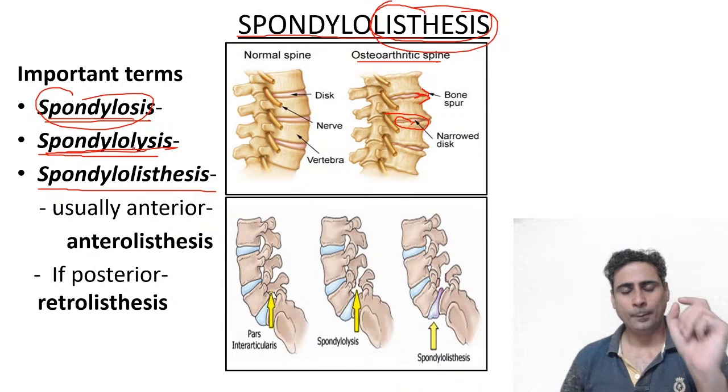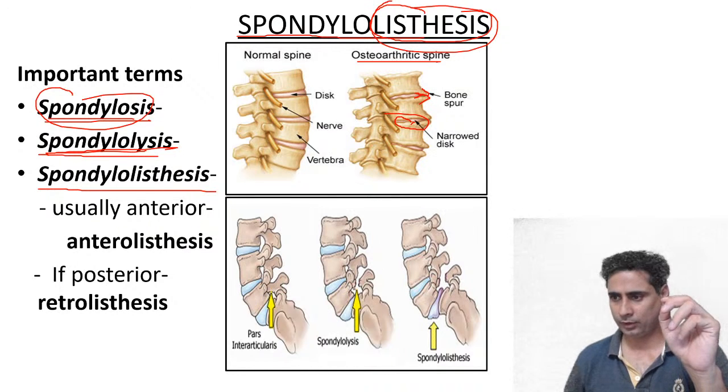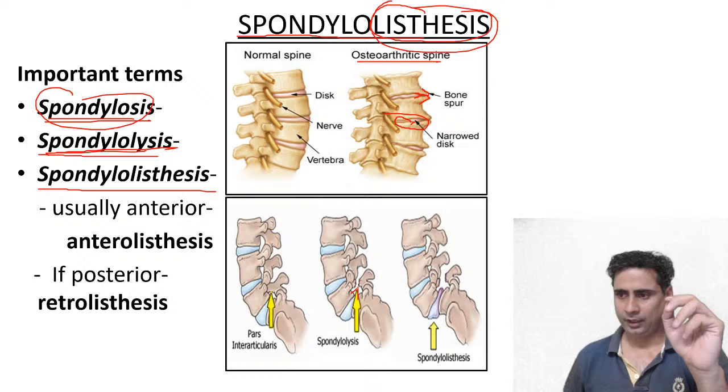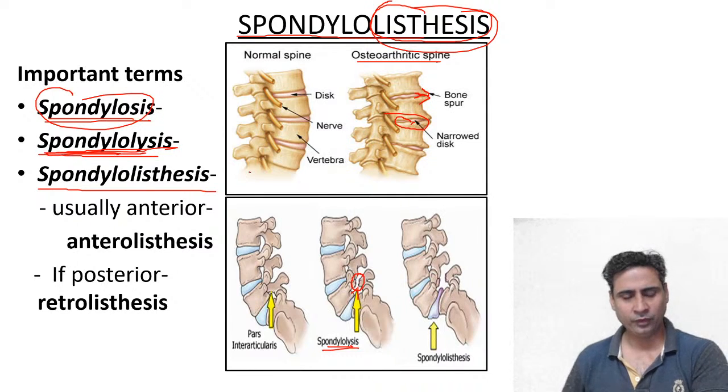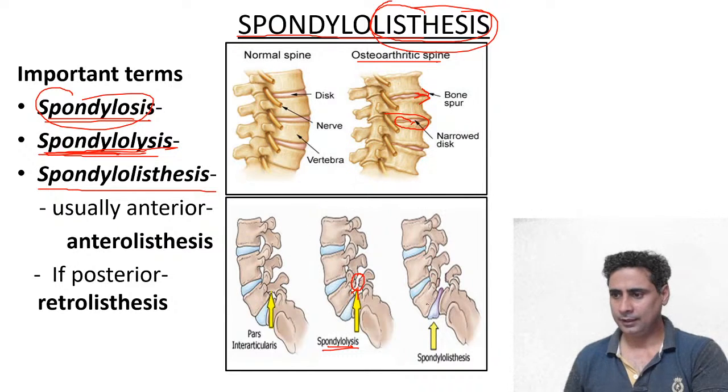Spondylolysis means break in the isthmus or pars interarticularis of the vertebra. Here you can see this part. If there is a break in this pars interarticularis or isthmus, it is known as spondylolysis. If due to this spondylolysis there is slipping of one vertebra over the other, it is known as spondylolisthesis.